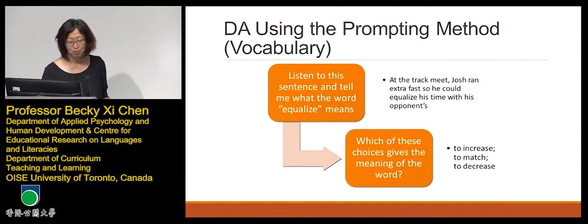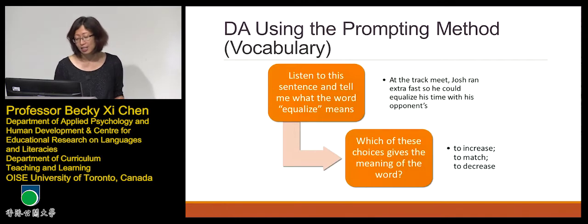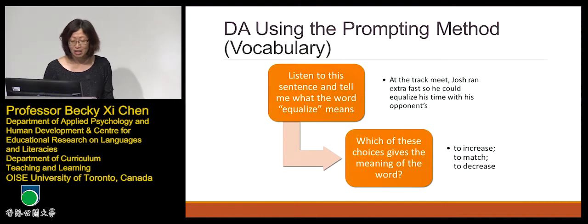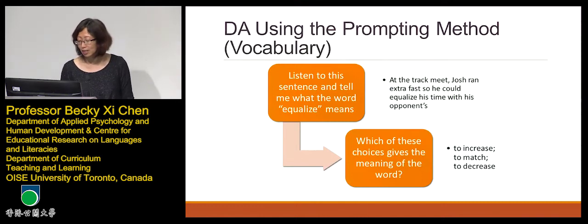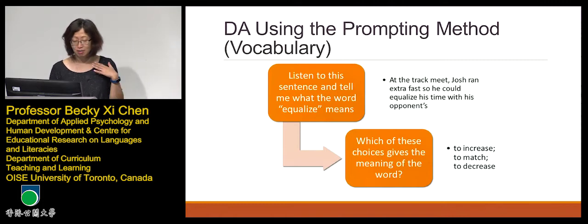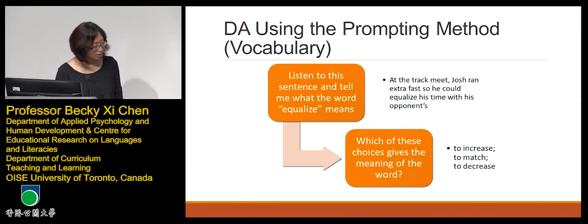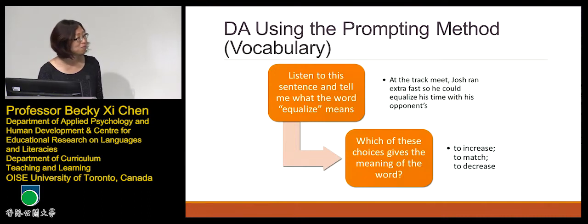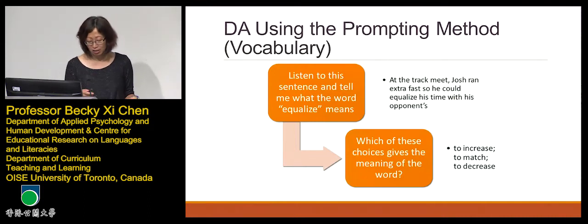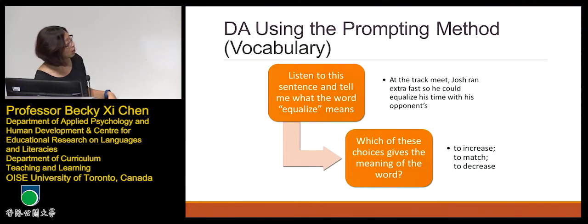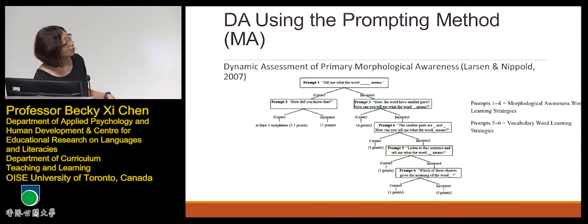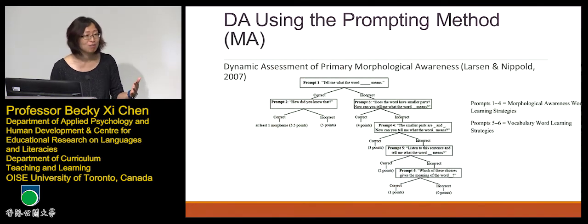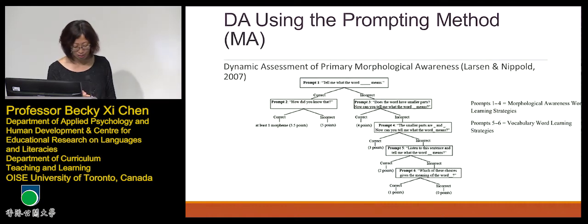So in the final step, you can give them options. You can ask them to choose. Okay, so now look at these options. Which option gives the meaning of the word equalize? Does it mean to increase? Does it mean to match? Or does it mean to decrease? So see if they can choose to match. So in this task, they have a total of 5 prompts to help children figure out the meaning of this word. So that's a dynamic measure.